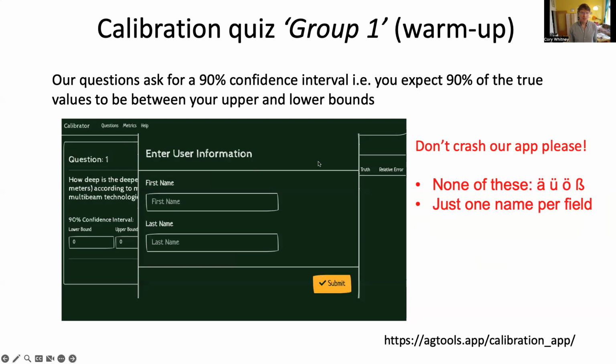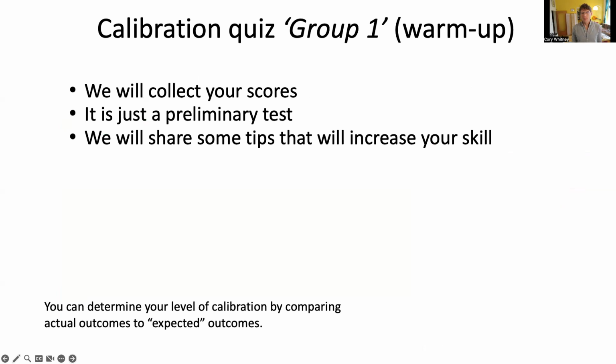The first thing we're going to ask you to do is to enter your information. Please don't crash our app. Right now, it's a little bit sensitive, so try not to use any special values, and please provide one name per field. That makes it easier for us. So your first name and your last name, just choose one if you have several. We're going to collect your scores. We have access to your information, so we're going to be presenting the progress for you as a group, so we won't single anyone out.